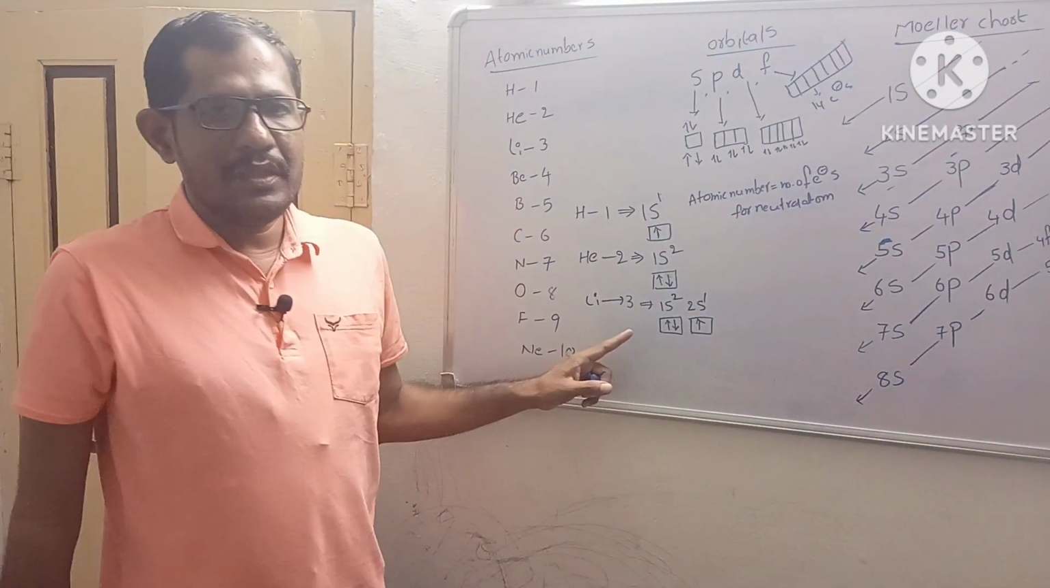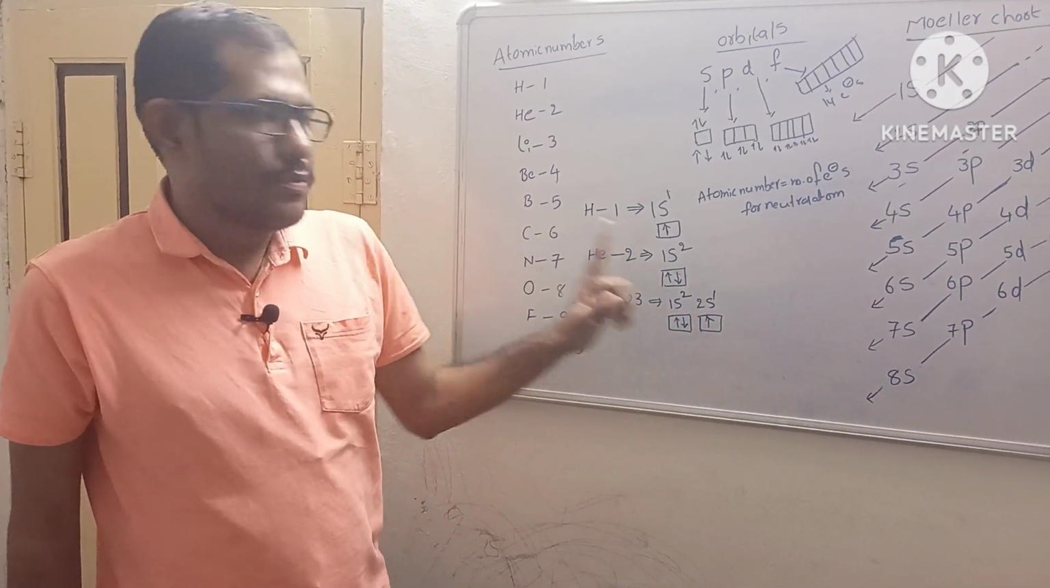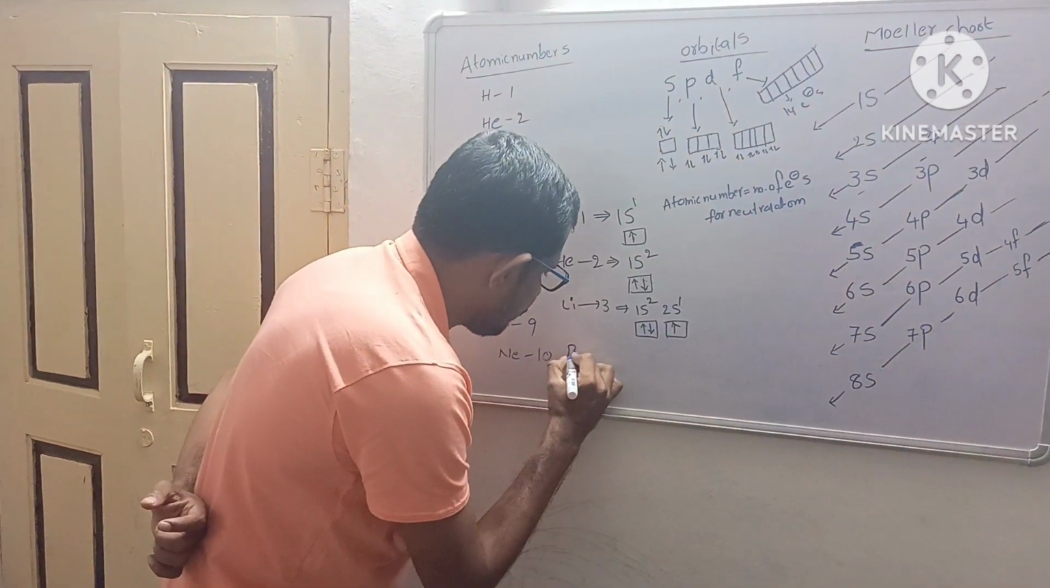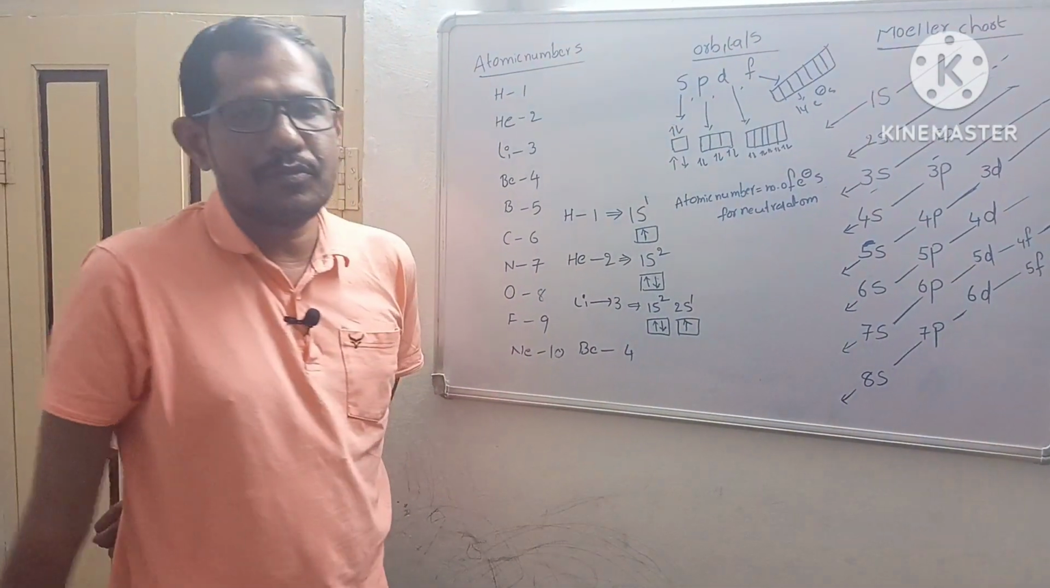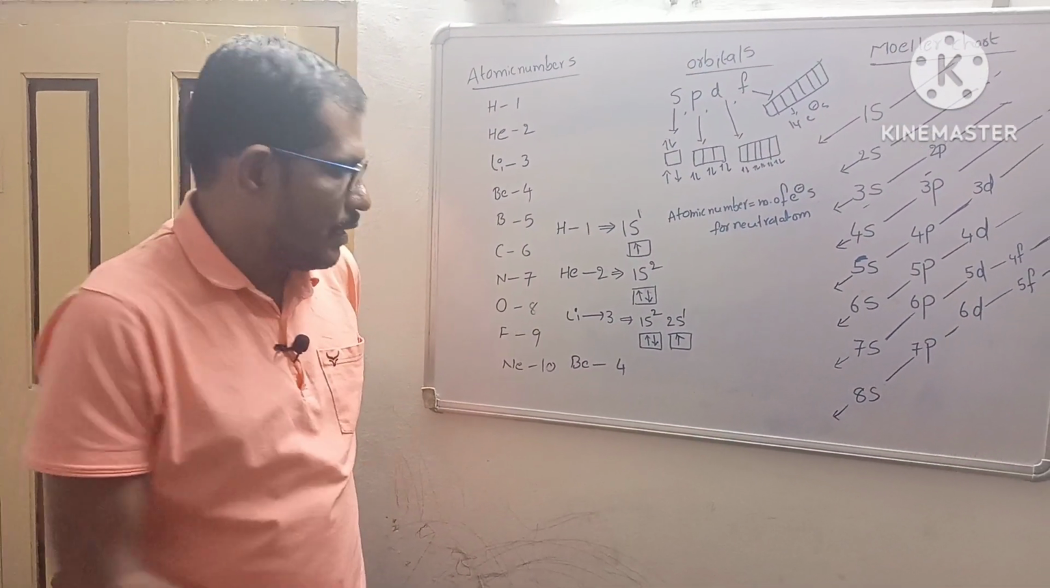Upward direction. Lithium: 1s2, 2s1. So coming to beryllium. Beryllium atomic number is 4. There are 4 electrons in beryllium.